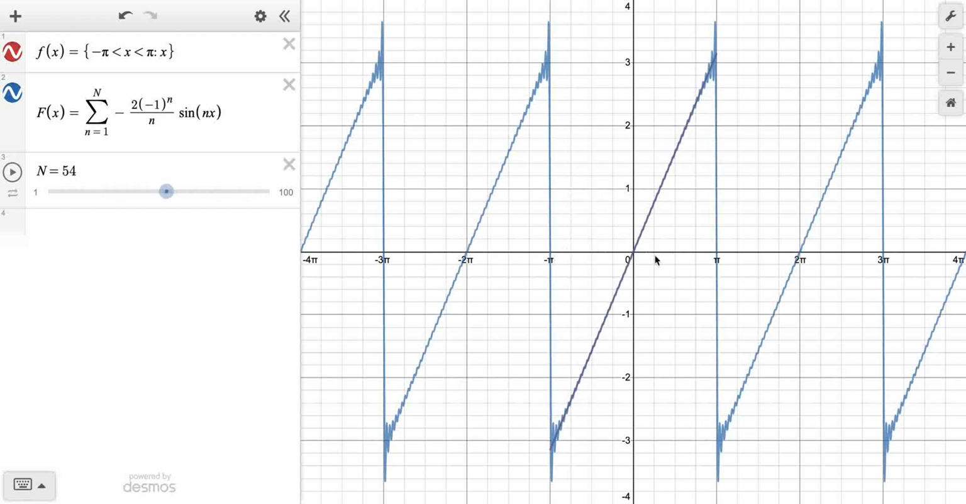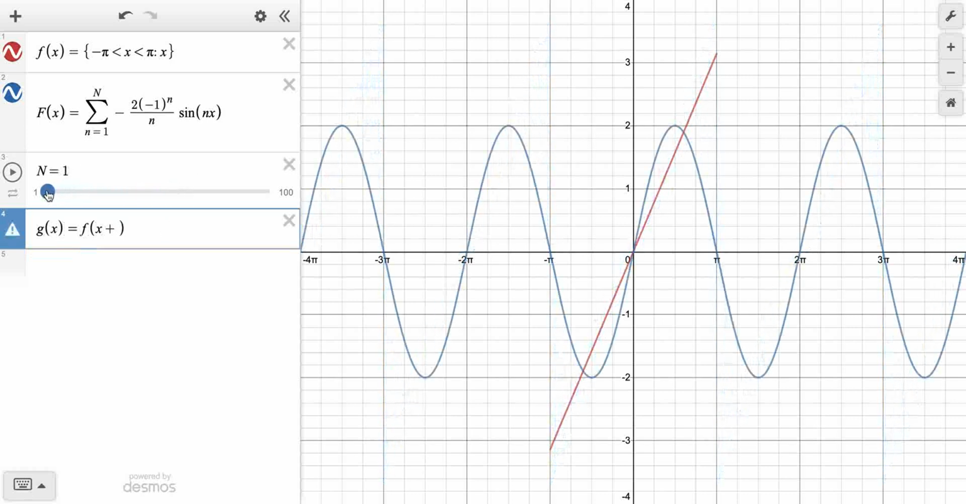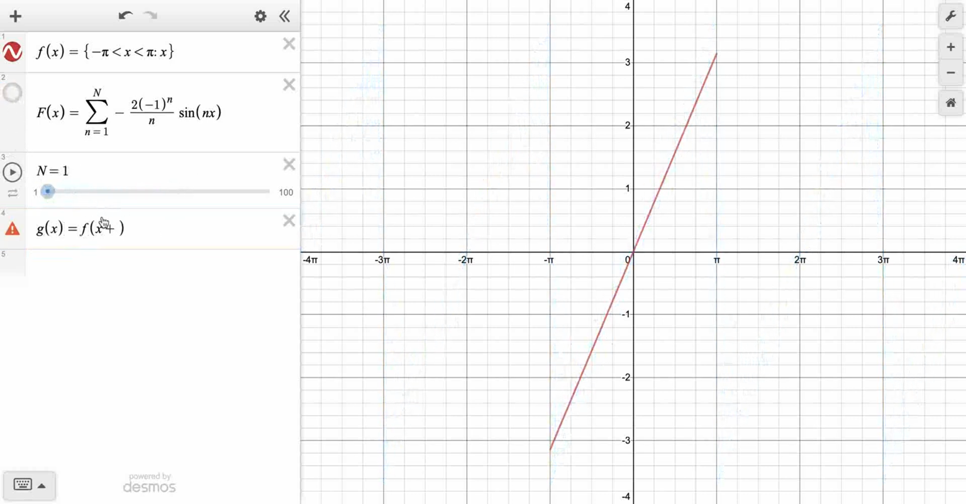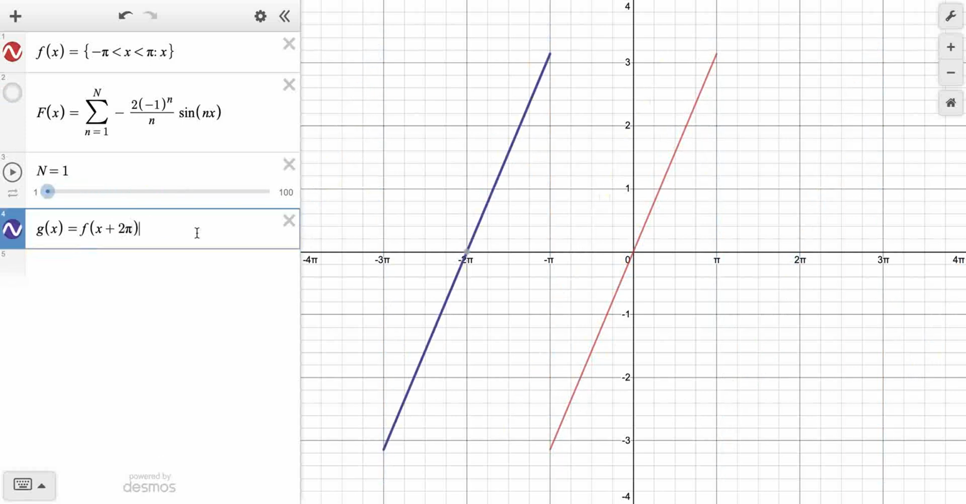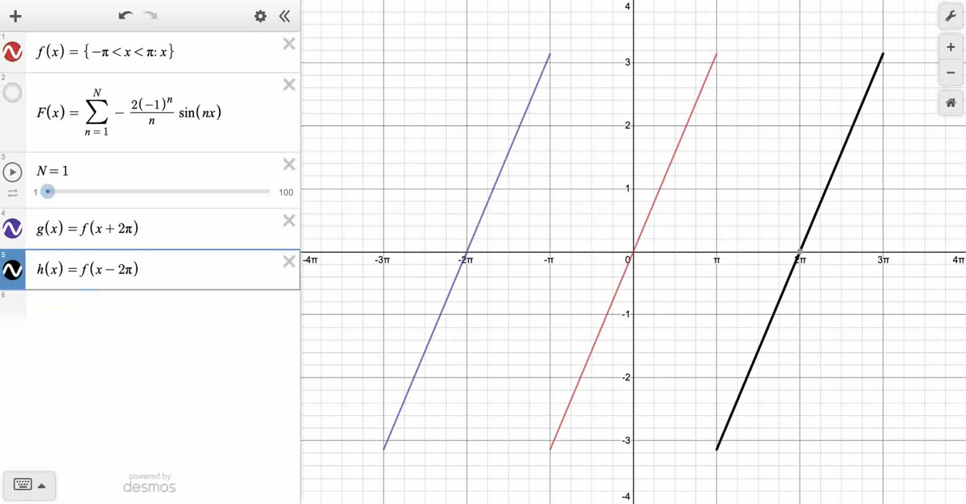But what's going on outside minus pi and pi? We know that the Fourier series is a 2 pi periodic function. So outside minus pi and pi, it should converge to something like the 2 pi extension of f. So let's stop this for a while. Let's hide the Fourier series and let's draw the 2 pi extension. So this is g of x equal f of x plus 2 pi. And let's draw also h of x, which is equal to f of x minus 2 pi, by making my function 2 pi periodic.